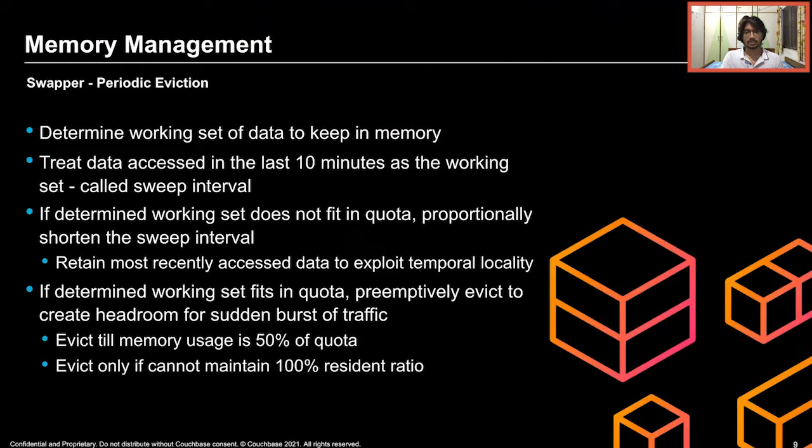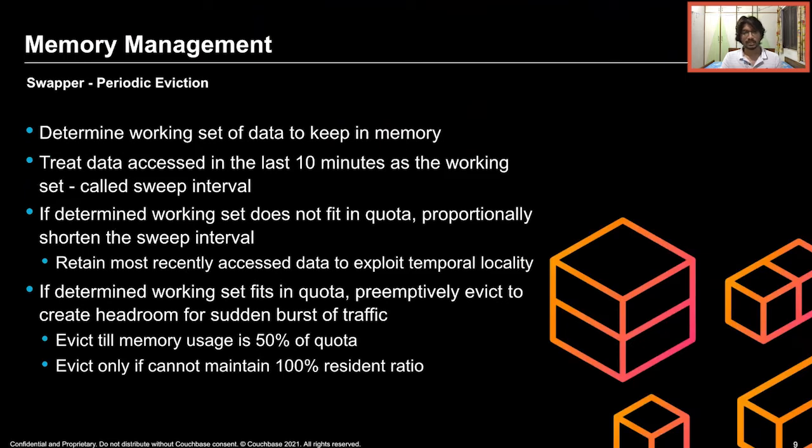If the determined working set does not fit in quota, the sweep interval is proportionally shortened. With a shorter sweep interval, more recent data is classified as the working set and retained in memory. This enables exploitation of temporal locality of queries.